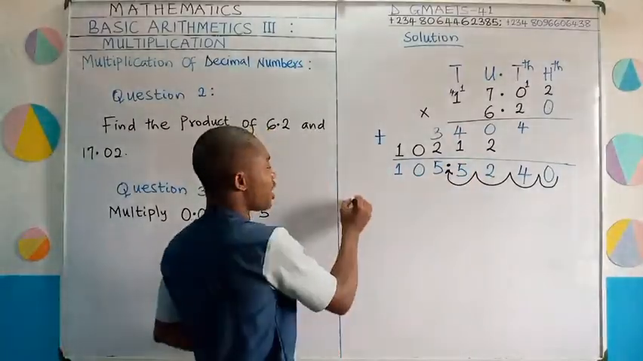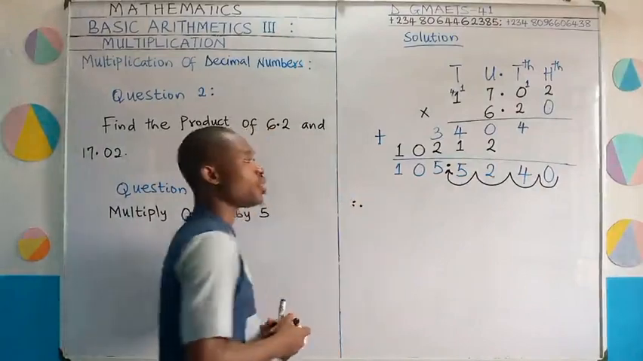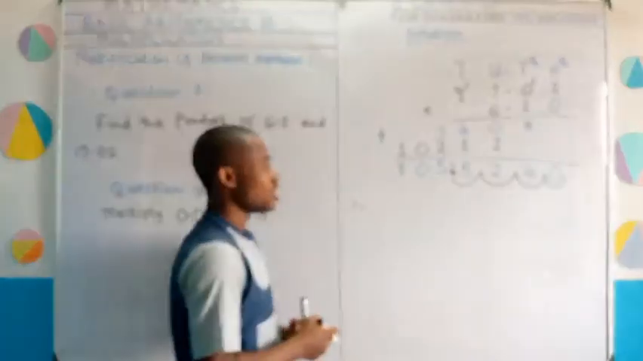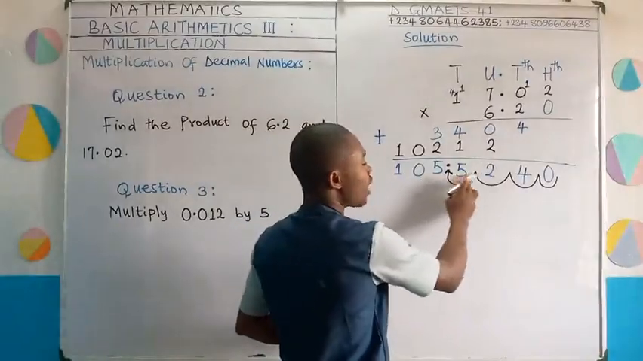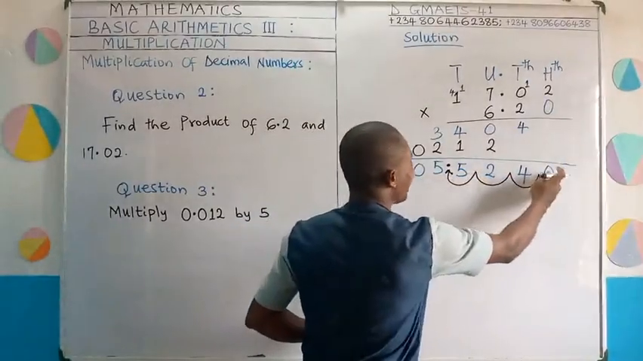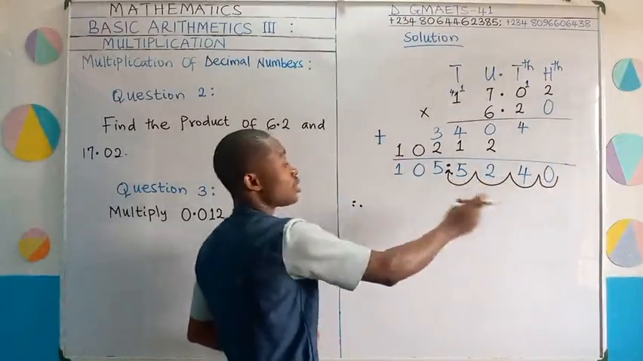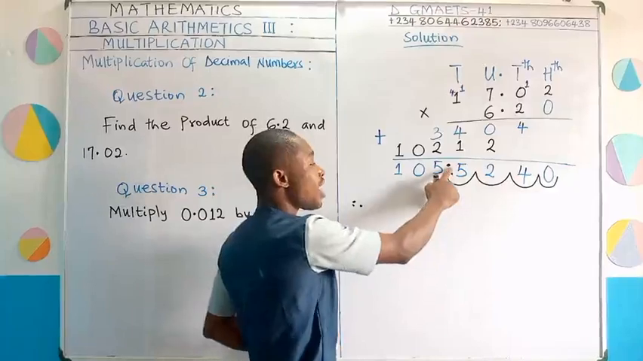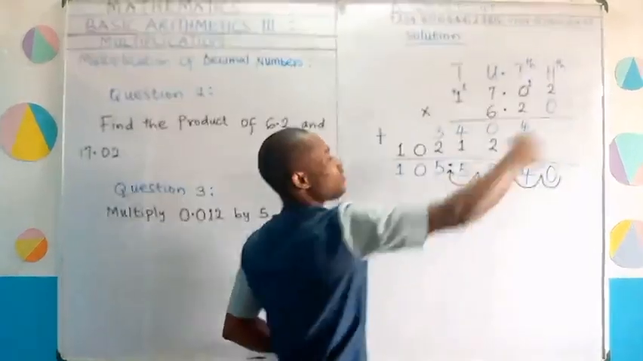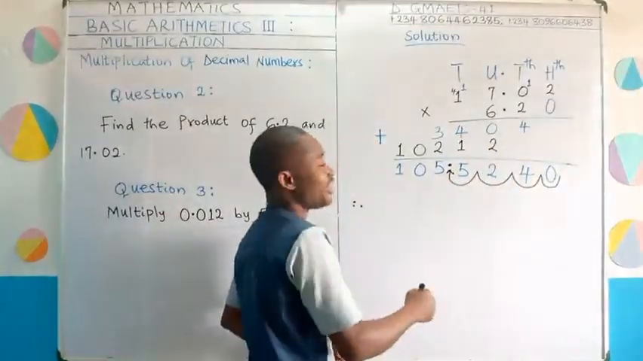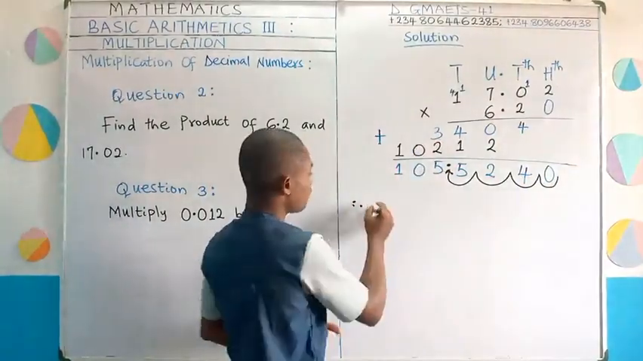So I am done. I can now conclude, therefore, 17.02 times 6.2. The answer is 105.5240. This last zero, you can just forget about it because that's the last digit. And you have a decimal point, after which that zero appears at the end. So you can forget about it if you want.